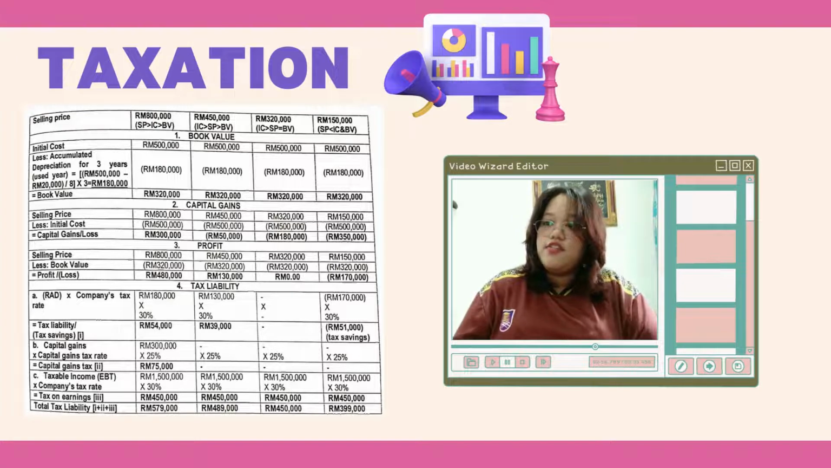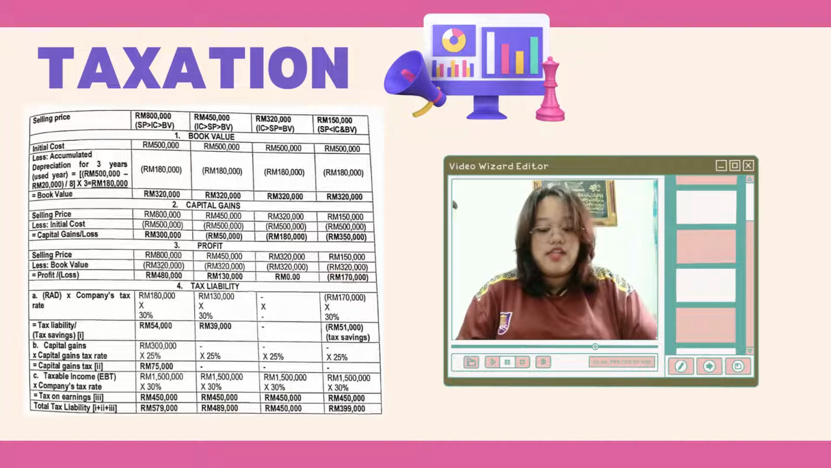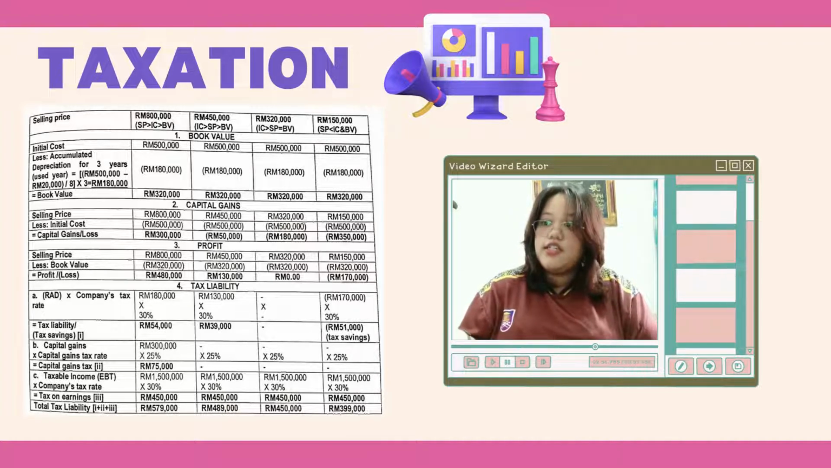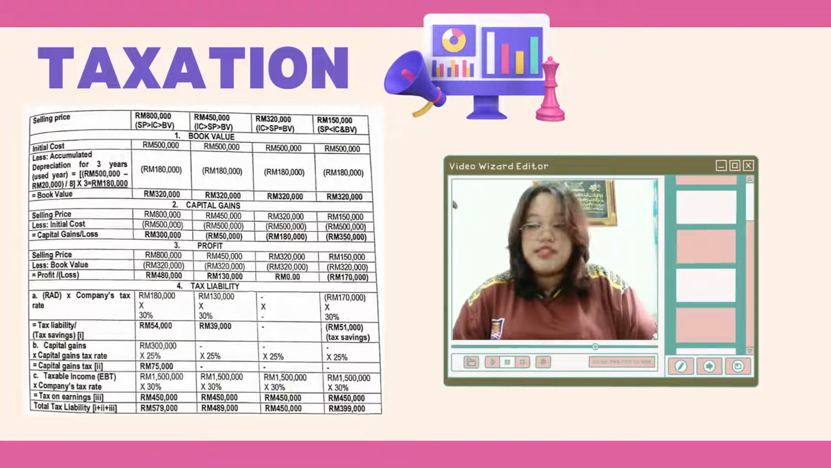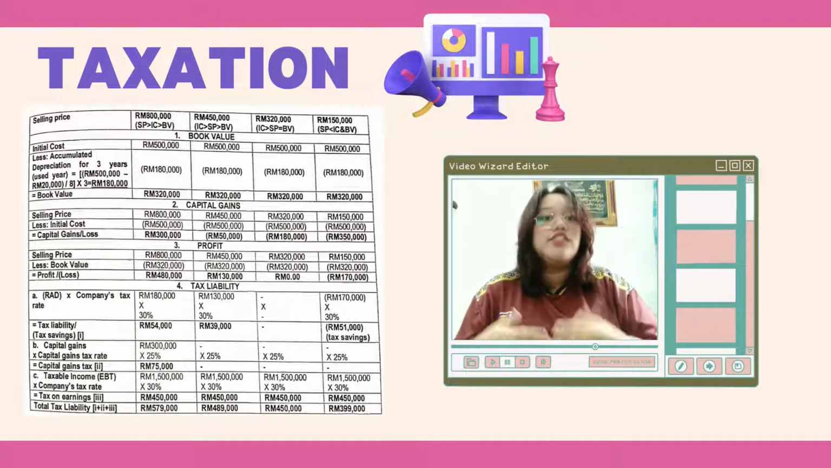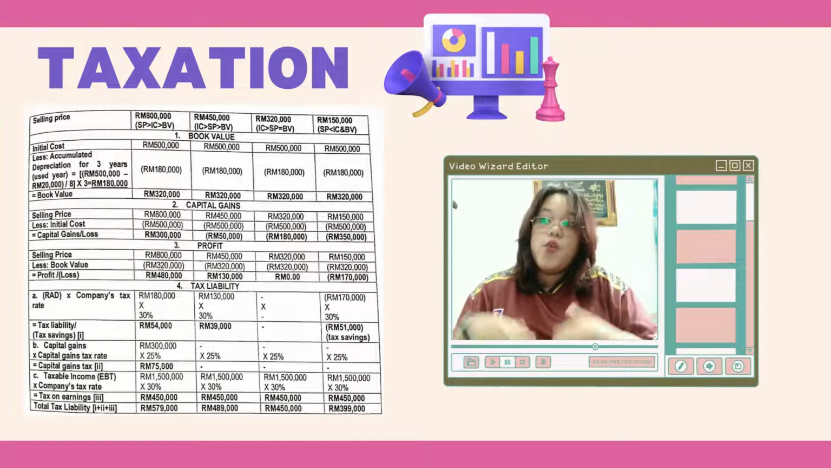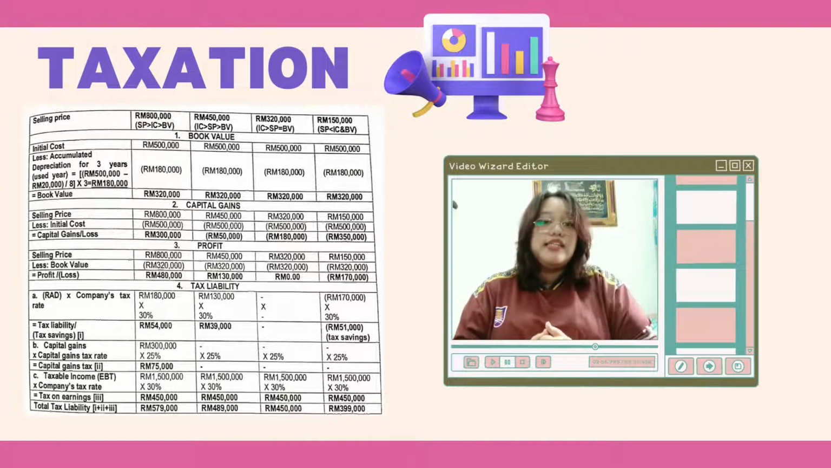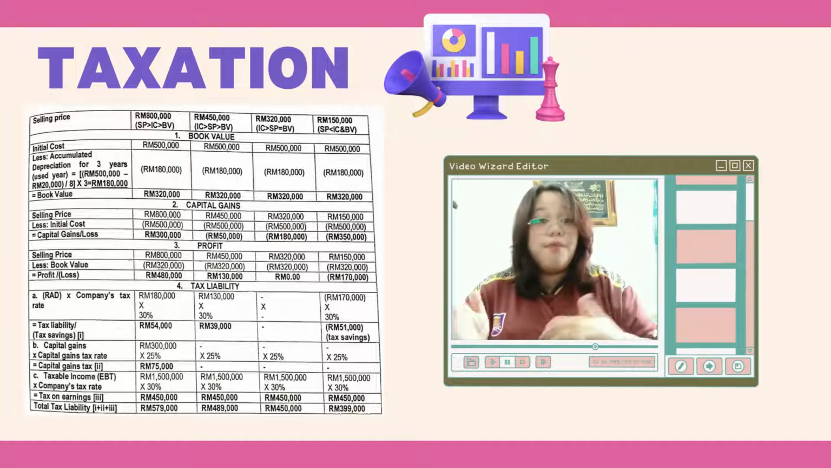So 180,000 ringgit multiplied with the company tax rate. It was also given in the question, the company tax rate is 30%. So 180,000 ringgit multiplied with 30%, you will get the tax liability, which is 54,000 ringgit. Why tax liability? Because the company gains a positive value, 54,000 ringgit.